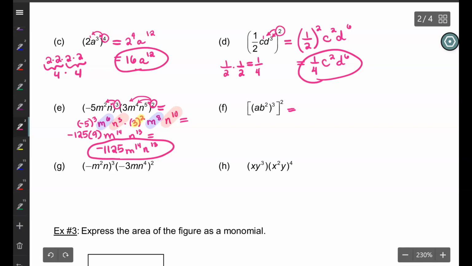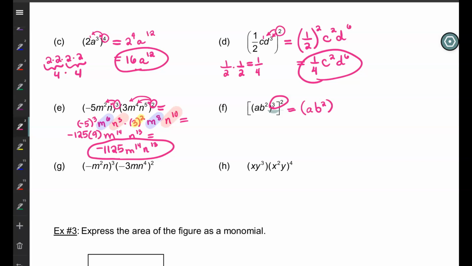All right, next one. Okay, now notice I have an exponent here, an exponent here, and then I have ab to the 2nd power. So what we can do is we can actually multiply those two together first. So leave the ab squared alone, do 3 times 2. That's going to be 6.